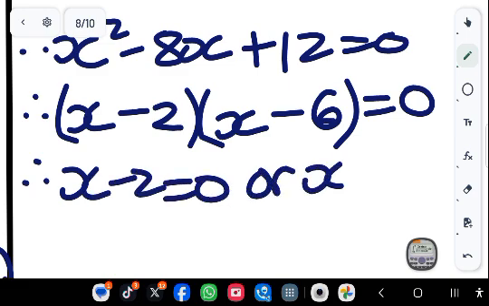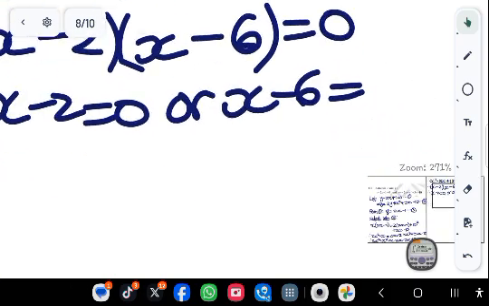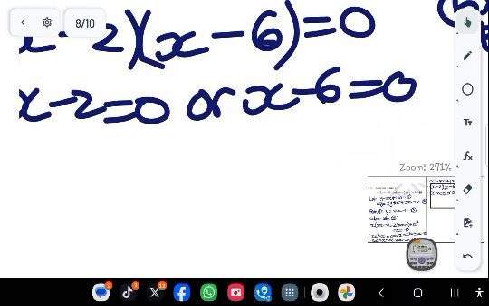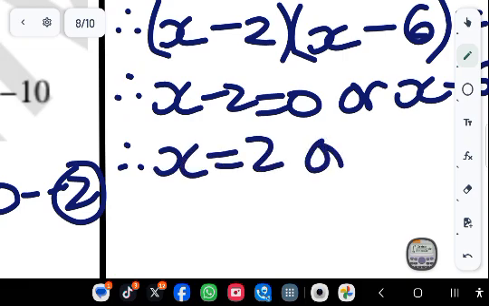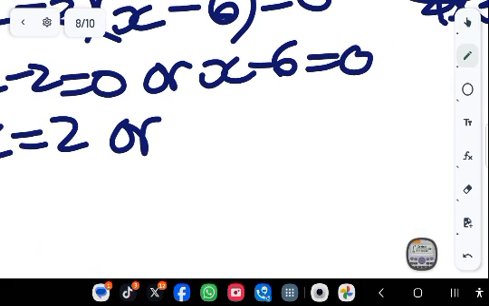Never skip this step, I always say. I'm not gonna get tired of saying this because this is where a lot of people make silly mistakes and then get the whole answer wrong. Therefore, x equals 6.